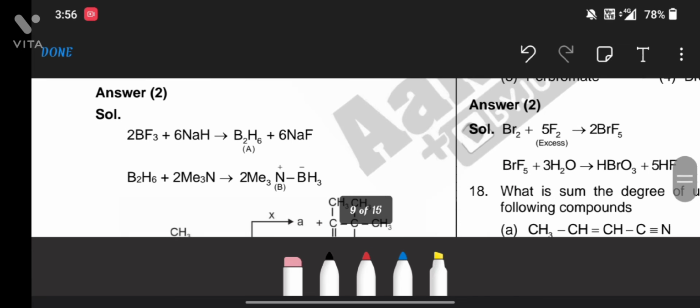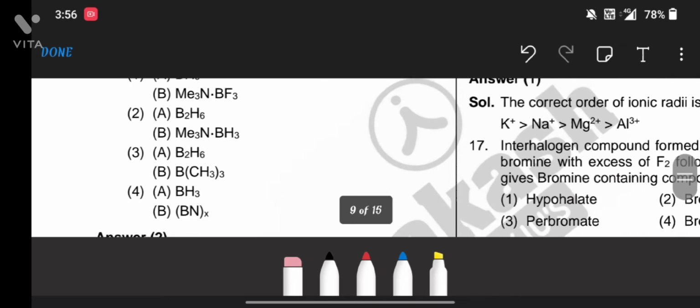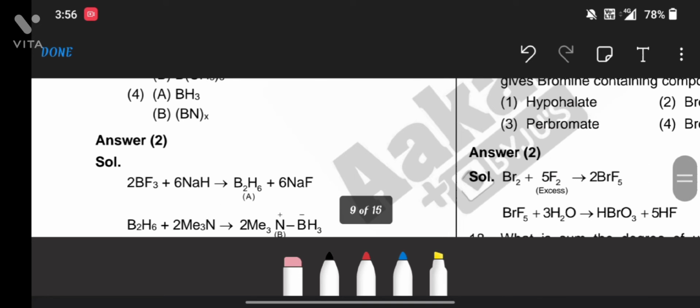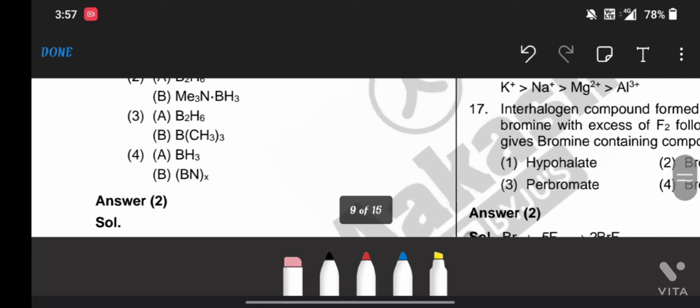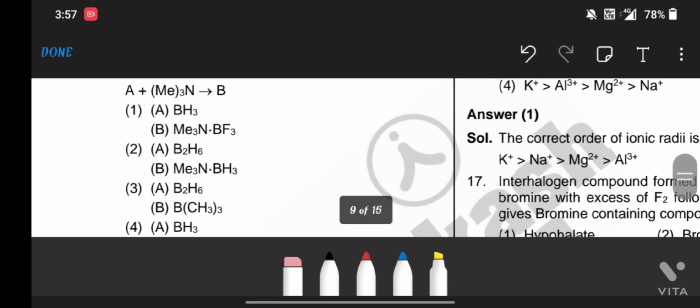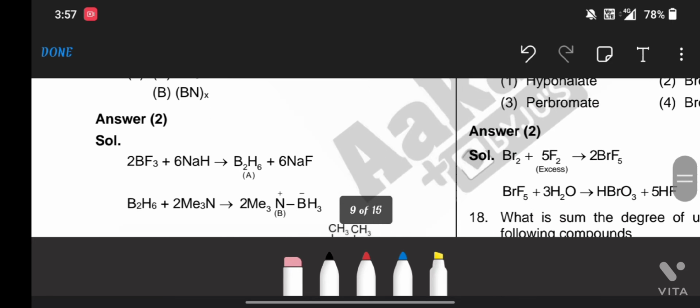So if we try to solve this reaction, 2BF3 plus 6NaH gives B2H6 plus 6NaF. So B2H6 is the correct one. So in the options, option B and option C both have A as B2H6. Okay, now let us see next.